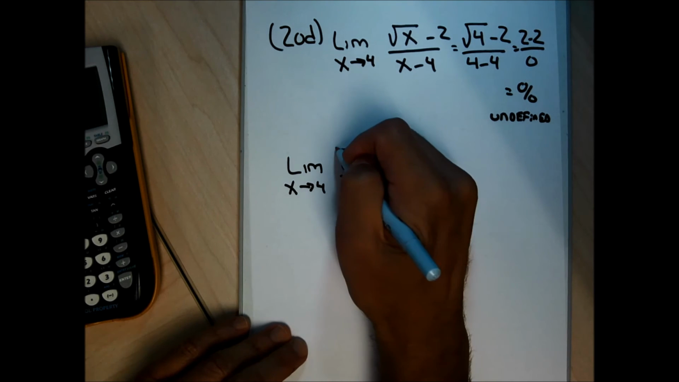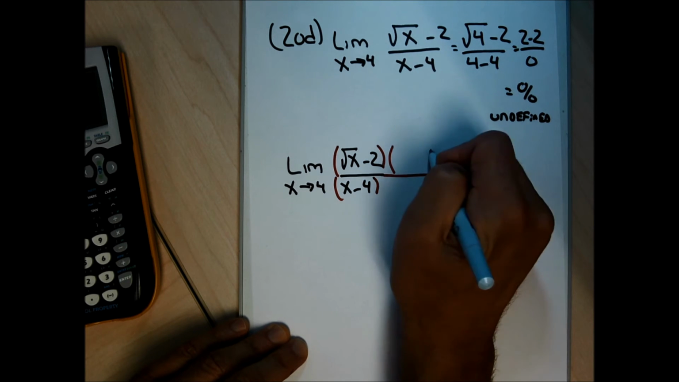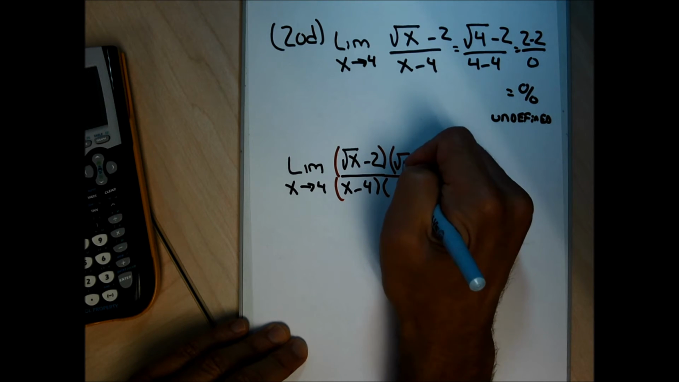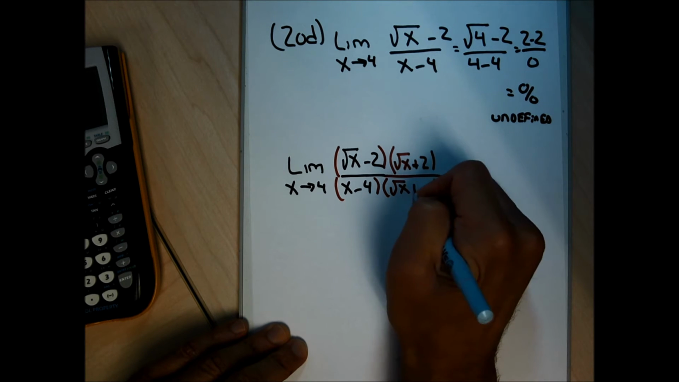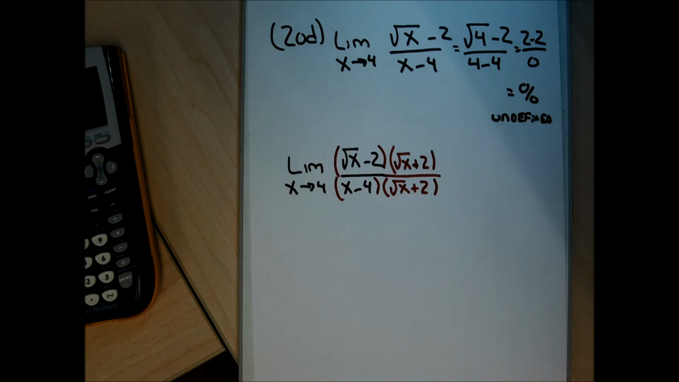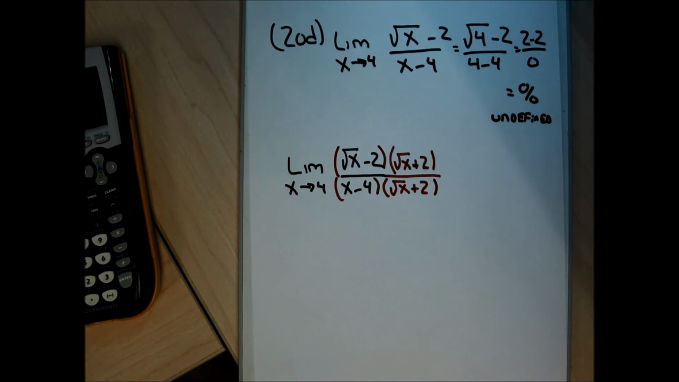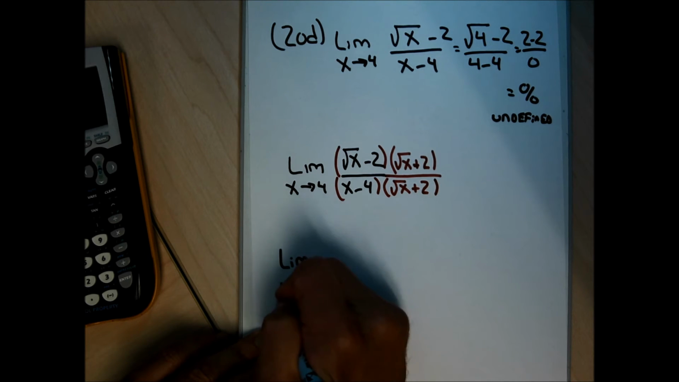And the algebra for this is to multiply the numerator and the denominator by the conjugate of the numerator. The conjugate means change the sign. The conjugate of the square root of x minus 2 is the square root of x plus 2. So the algebra way to find the limit broke down when I plugged the 4 in. Doesn't mean the limit doesn't exist. It just means I need more sophisticated algebra. The more sophisticated algebra for this problem is to multiply by the conjugate of the numerator. And I'm going to do my numerator. So in my numerator of this, I'm going to FOIL.